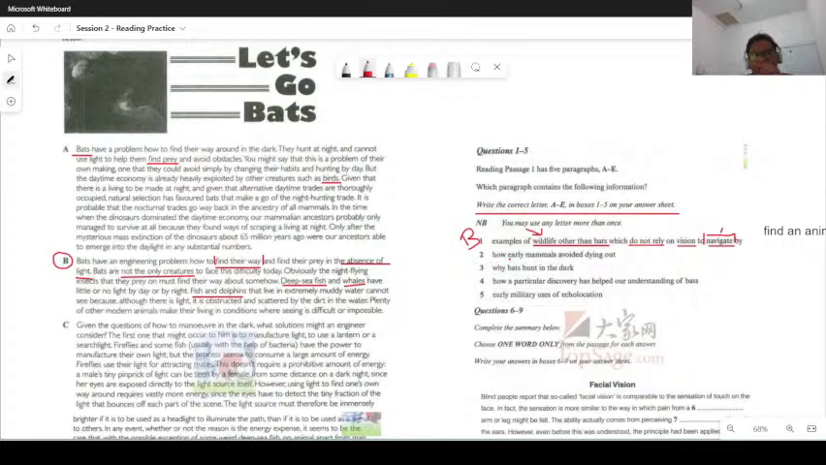Number two: how early mammals avoided dying out. So we're basically going to do the same steps, right? First, highlight some keywords that might help us. How early mammals avoided dying out. So we're looking for paragraphs that talk about mammals, so either find the word mammals or a similar word.